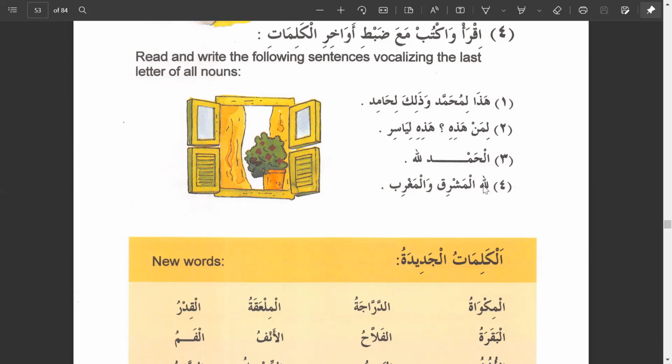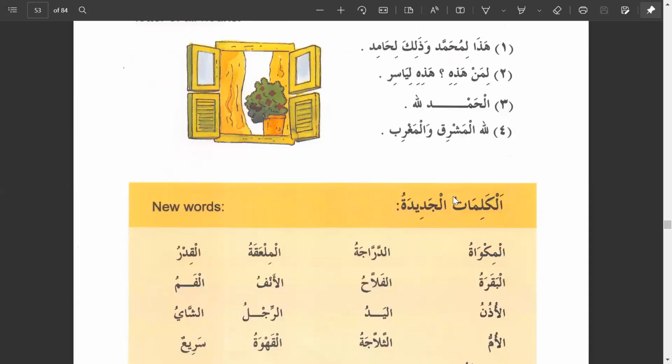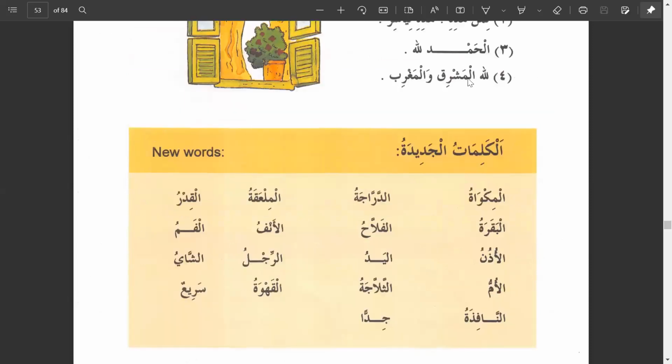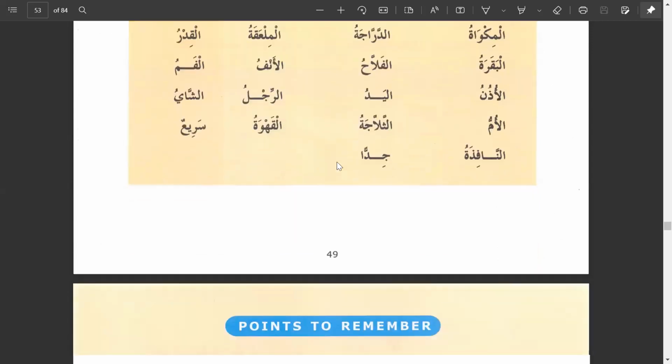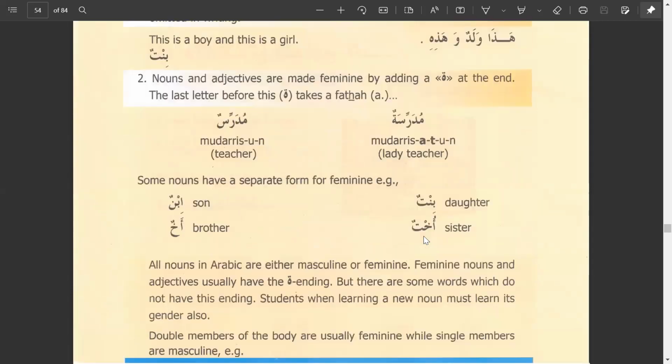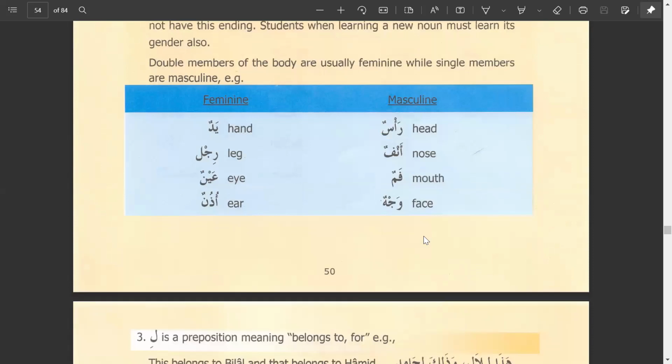Okay? Over here, it's not coming as mudaf, mudaf ilayh. And there's no harf jar before al-mashriq or al-maghrib. So both are going to be rafa because both are mubtada. Now, because we haven't done jumla ismiya in detail, I'm just telling you why this should be rafa. Now, we have new words that we learned in this chapter. We are almost done with this chapter. So, these are new words.